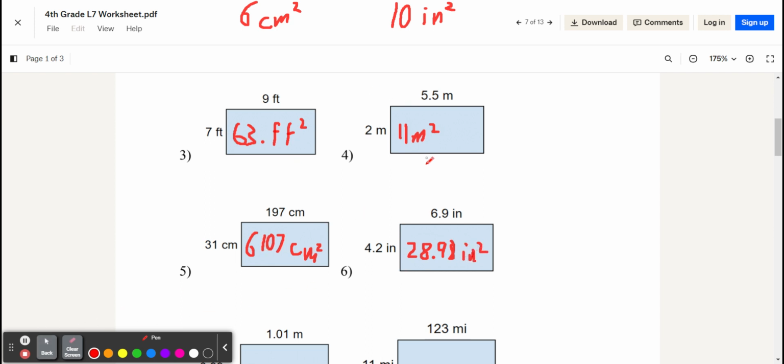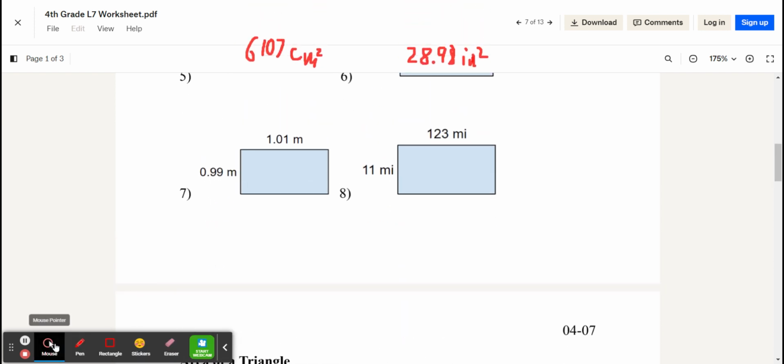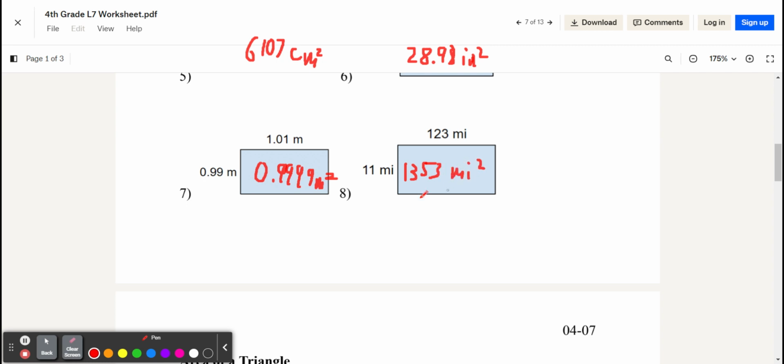So all of these problems, as you can see, are just simple multiplication. You just multiply the numbers and then you make sure the units are correct. And then for our last two problems, 0.99 meters times 1.01 meters gives us 0.9999 meters squared. And then lastly, 11 times 123 is 1353 miles squared.